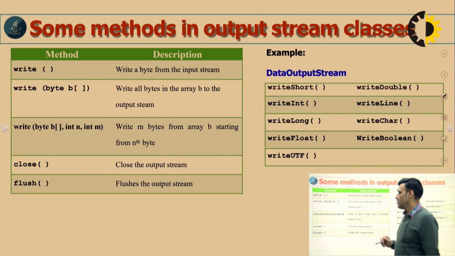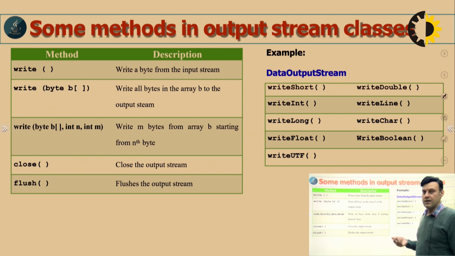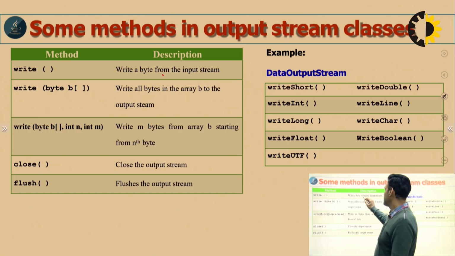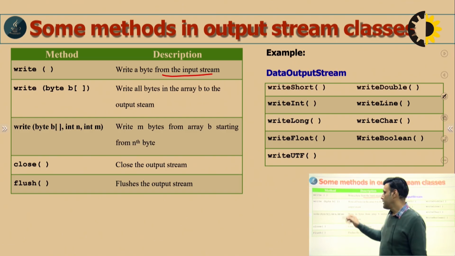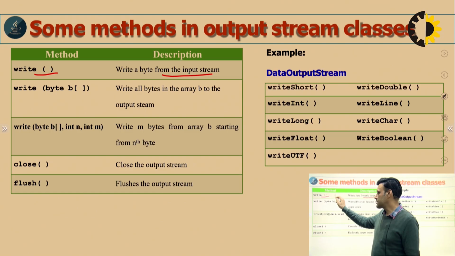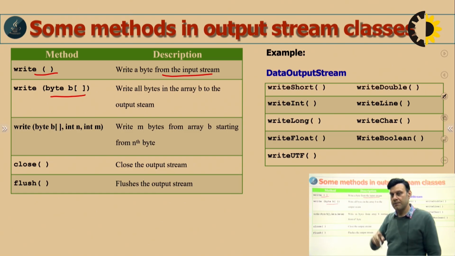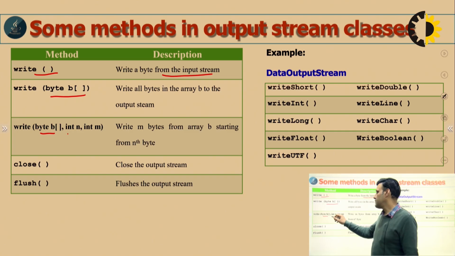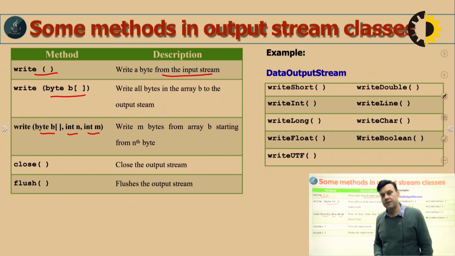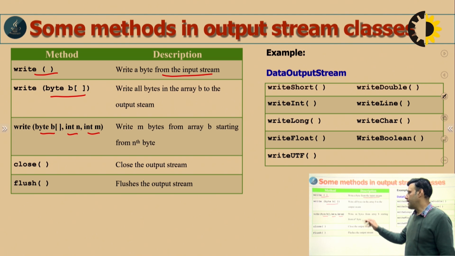Okay, so what are the methods? Just like the input stream has the read method, what will the read method do? The read method will read from the input stream. And what will the write method do? The write method will write a byte to the output stream, right? So we have a first constructor of write, a second with a single parameter, and a third with three parameters. It will write m bytes from array b starting from the nth byte.